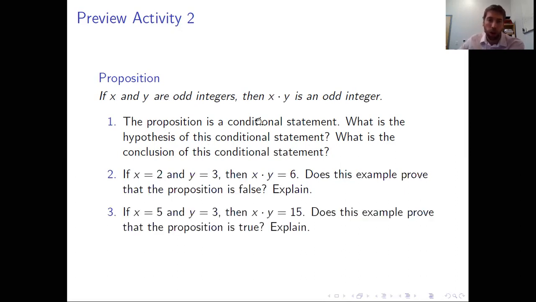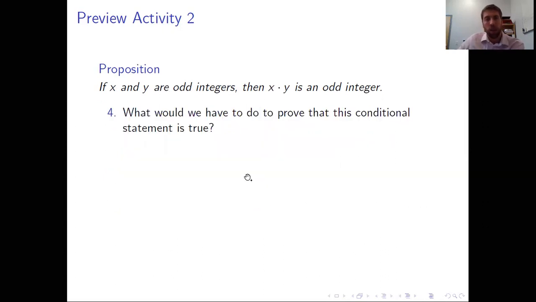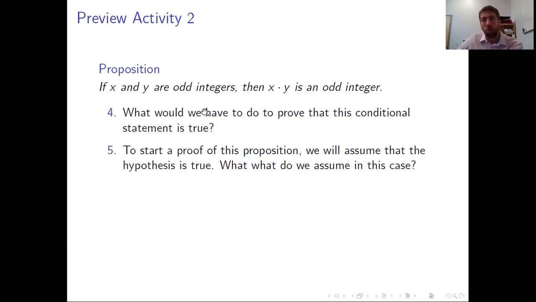If x equals 5 and y equals 3, then x times y equals 15. Does this example prove that the proposition is true? Explain. No. The proposition is a claim for all odd integers, so one example doesn't prove anything. Part 4: what would we have to do to prove this conditional statement is true? We have to assume the hypothesis and show the conclusion must be true. To start a proof, we assume that the hypothesis is true.